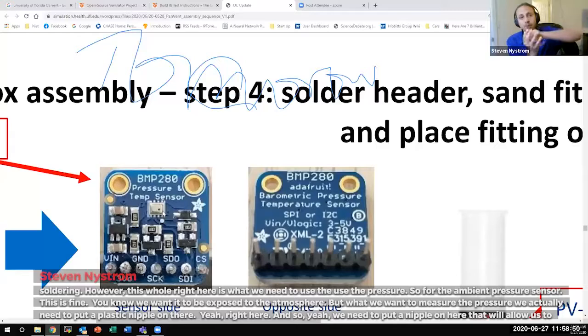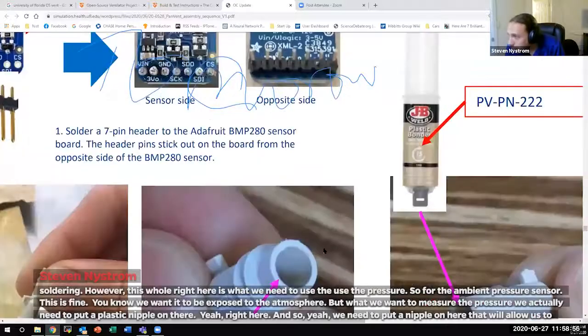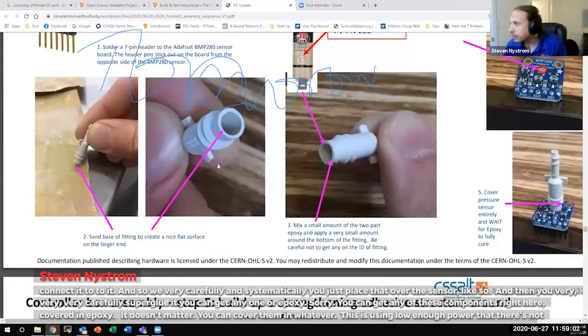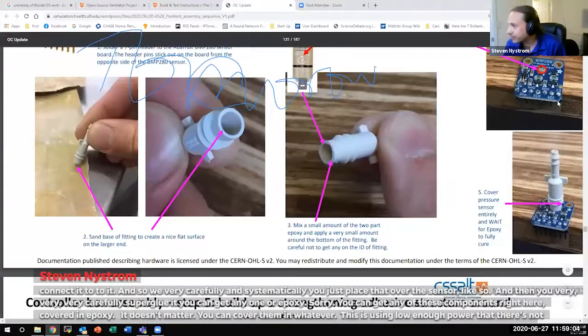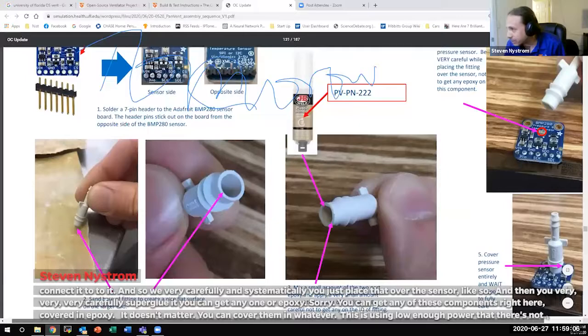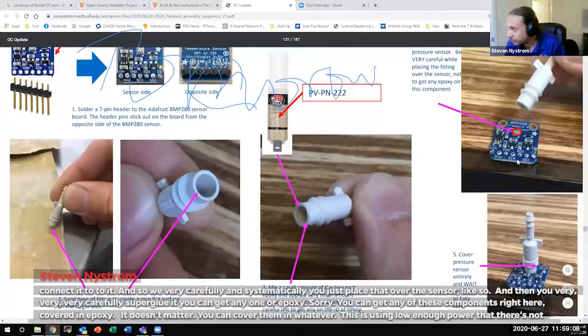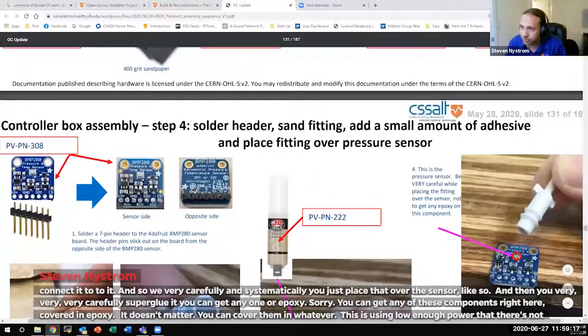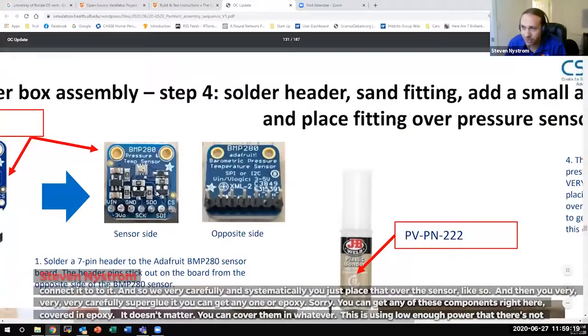But when we want to measure the pressure, we actually need to put a plastic nipple on there. Right here. We need to put a nipple on here that will allow us to connect a tube to it. So we very carefully and systematically place that over the sensor like so, and then you very, very carefully super glue it, or epoxy, sorry. You can get any of these components right here covered in epoxy. It doesn't matter. You can cover them in whatever.